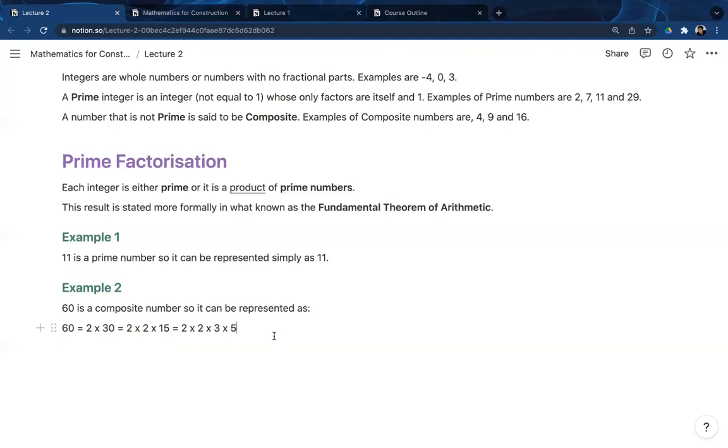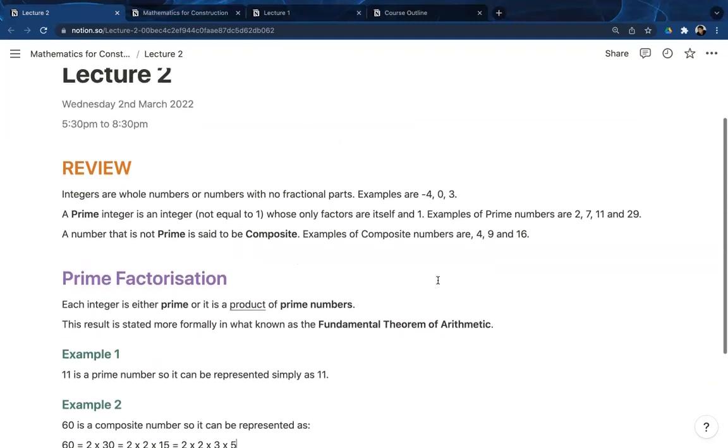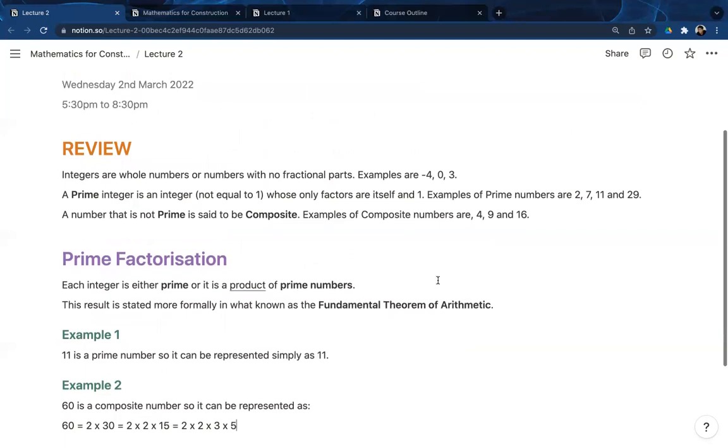So this is the importance that prime numbers play in mathematics. They are the building blocks of the integers. Any integer is composed of prime numbers if it's not a prime number itself, okay? So that's really what prime factorization is in a nutshell.